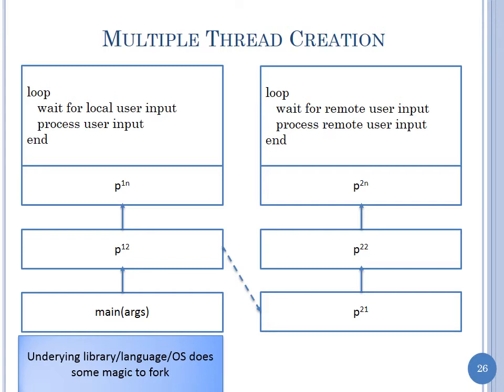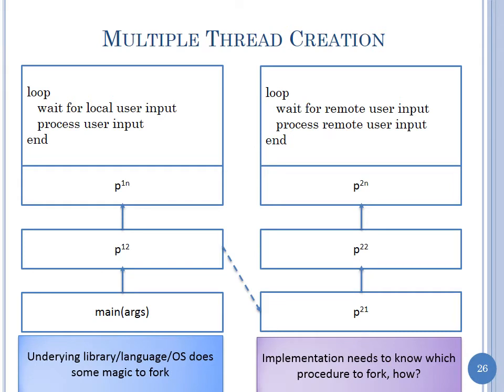That's the OS work. But how do we tell that magic magician where to fork? Because P21 is some procedure that we've implemented. It's not the main method. Okay? So it's some procedure we've implemented. So how does this magician get to know what to perform this magic on? Okay? That's the question.